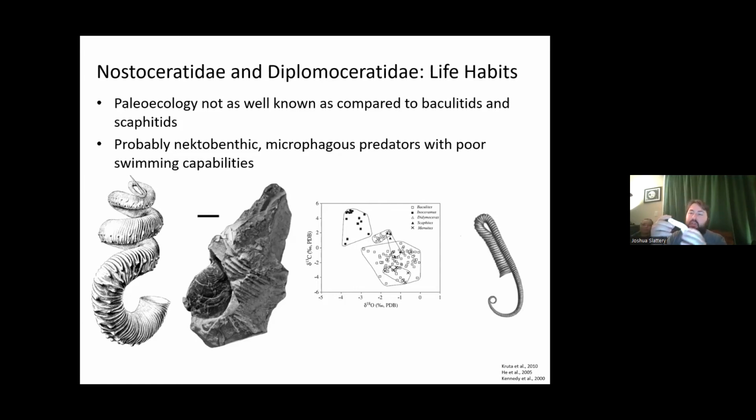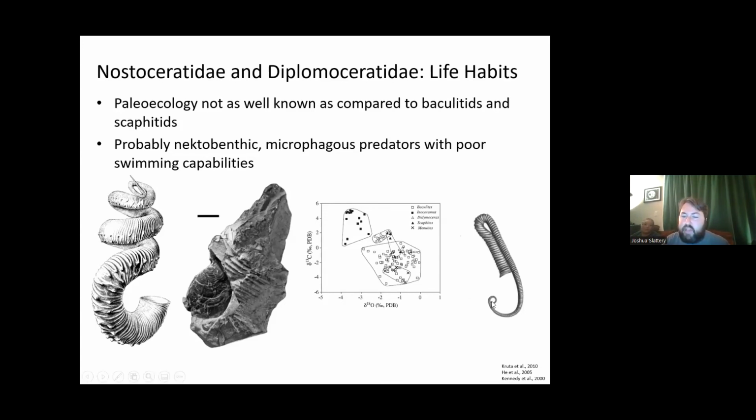A recent modeling study suggests they probably oriented themselves something like this, kind of an incline above the seafloor. And stable isotope analysis suggests they probably lived pretty close to the seafloor. And they probably shared the same habitats as Didymoceras. It's possible that these Diplomoceratids are the males of the Didymoceras, but that really hasn't been well studied to this point. So that actually needs to be evaluated in the future.